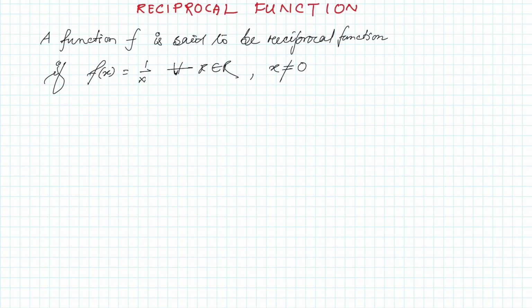Now you see this function, such type of function f, if f of x is equal to 1 by x, that means if you put x is equal to 1, then you will get 1 by 1, that is equal to 1. If you put x is equal to 2 here, then you will get 1 by 2. If you put x is equal to 3, then you will get 1 by 3. Such type of function is called reciprocal function.